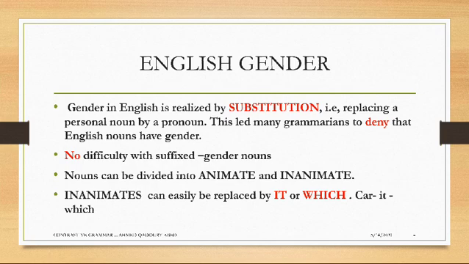Nouns can be divided into animate and inanimate, عاقل وغير عاقل. Inanimates can easily be replaced by it or which. Car, you are going to replace it by it or by which.